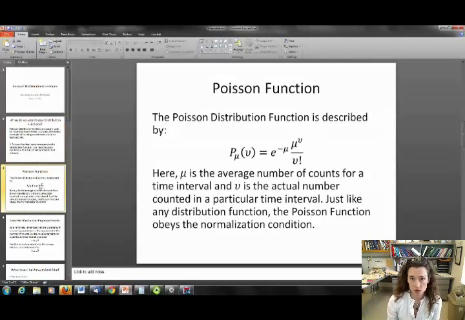e to the minus mu times mu to the nu over nu factorial. So here, mu is the average number of counts for a given time interval, and nu is the actual number that you count in a particular time interval. So just like any other distribution function, the Poisson function obeys the normalization condition, which means that if you add up over all values of nu, you've got to have a probability of 1.